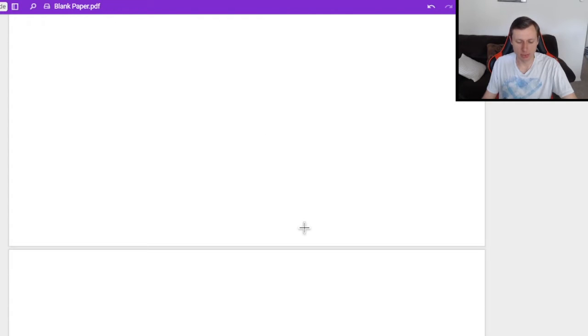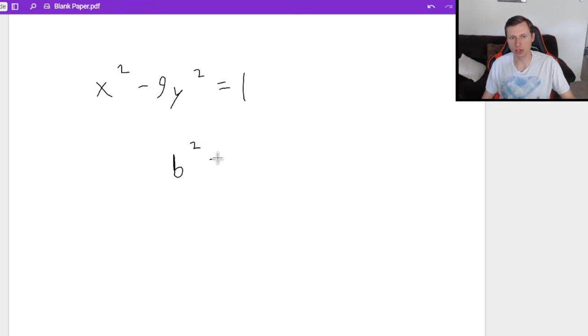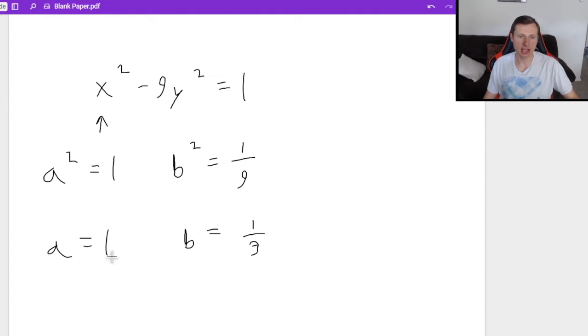And so now let's look at some problems with hyperbolas. For the first one here, I have x squared minus 9y squared equals 1. Notice the 1 is already in the right position. We need that to be 1. But this 9 is kind of in the wrong spot. We need the b to be in the denominator. So I talk about this in the ellipse video, but whenever that happens, that means b squared equals 1 over 9, which means b is the square root of that, so 1/3. And now for a squared, well, that's just divided by 1. So a squared equals 1, which means a equals 1.